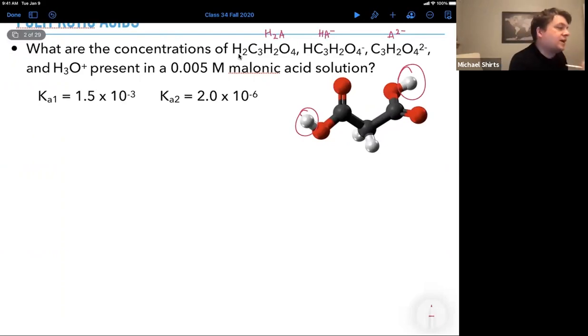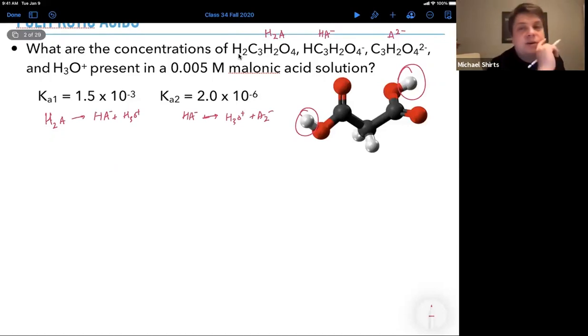So for the first reaction, we have H2A reacting to create HA minus plus H3O plus. That's the first reaction, and so K1 is the equilibrium constant for that reaction. And the second reaction is going to be HA minus goes to H3O plus and A2 minus. So that's the equilibrium reaction for that.